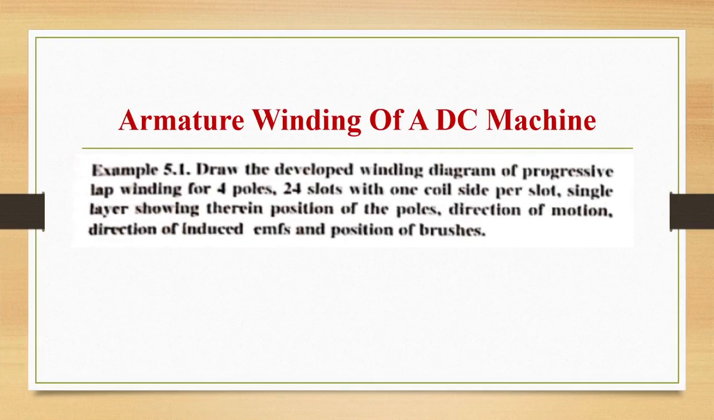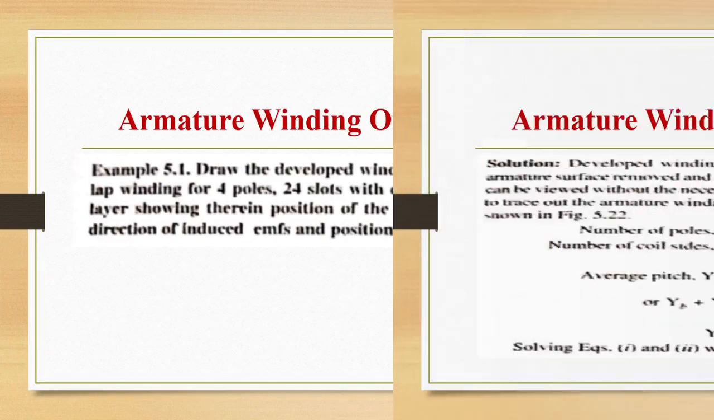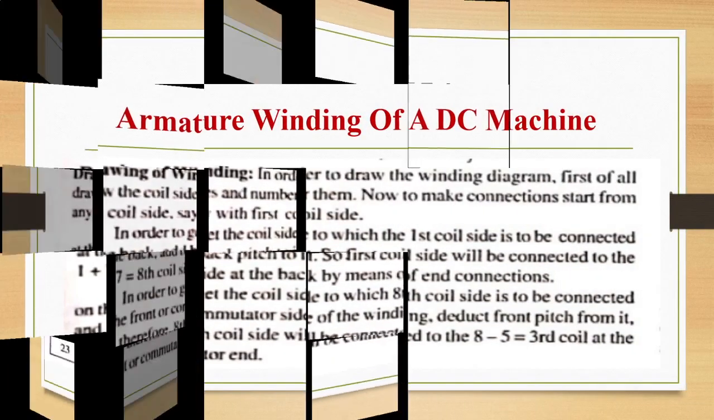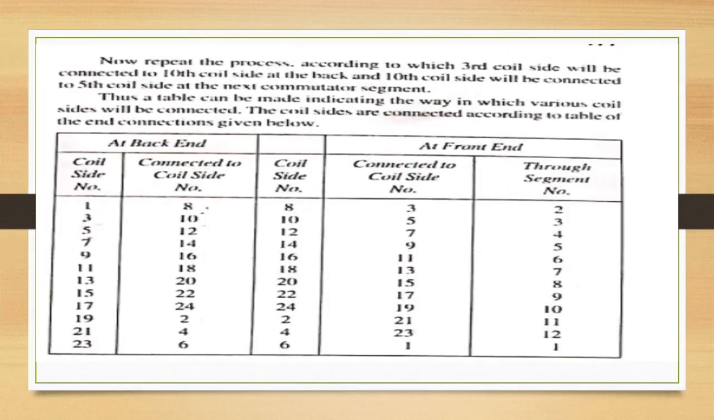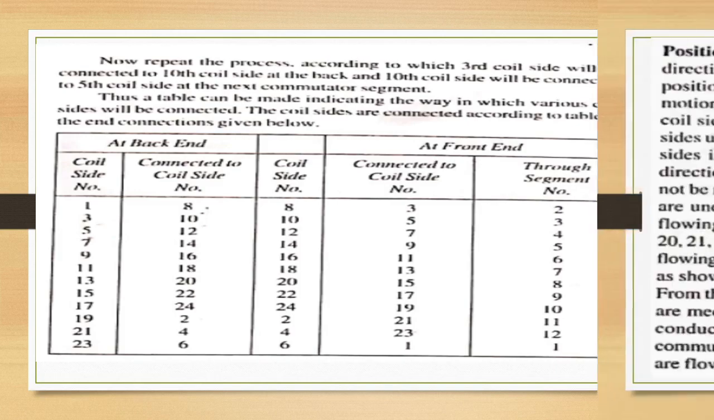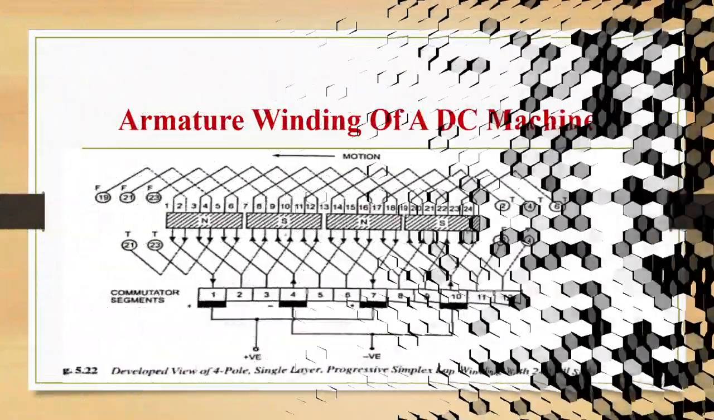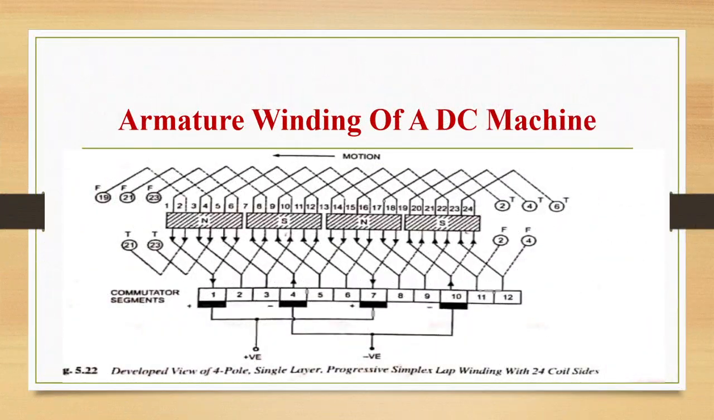Then we have seen the winding diagram for a progressive lap winding. For the first, how to draw the diagram, all the procedure, everything is given. So first we have to do the front and back end connections, drawn in a tabular column. Then we have to know the position of brushes. Draw all the coil sides. The number of coil sides is 24.